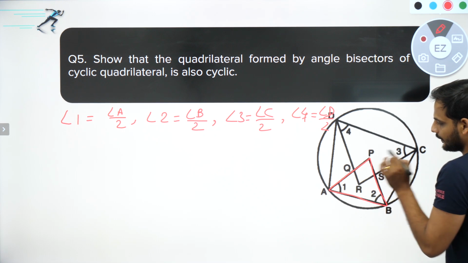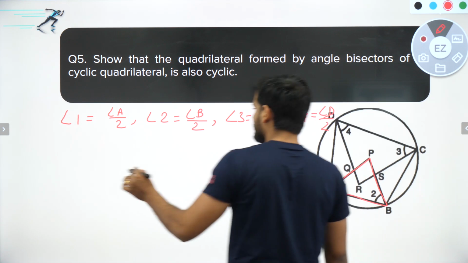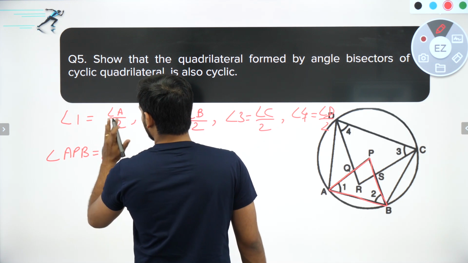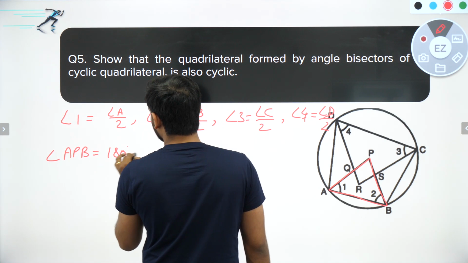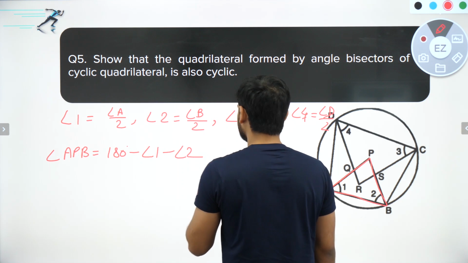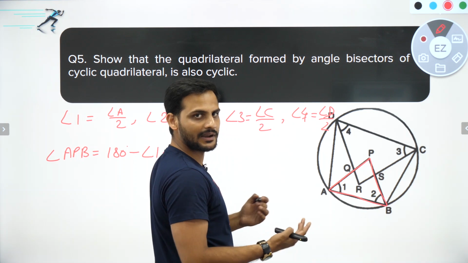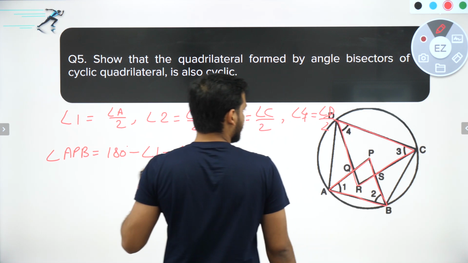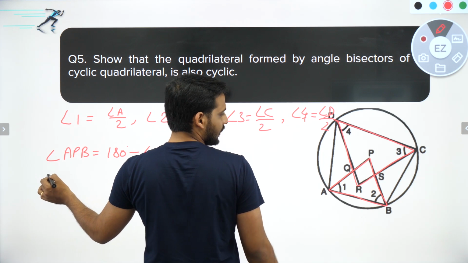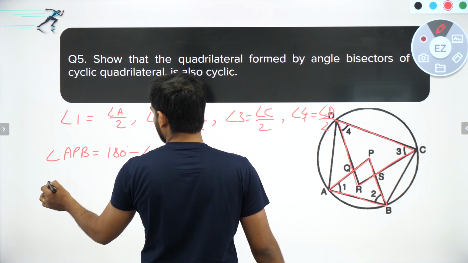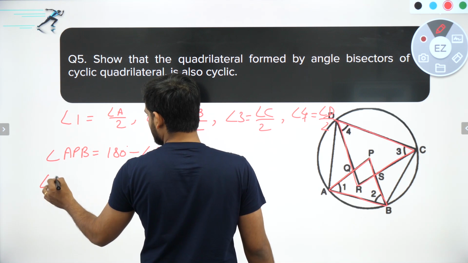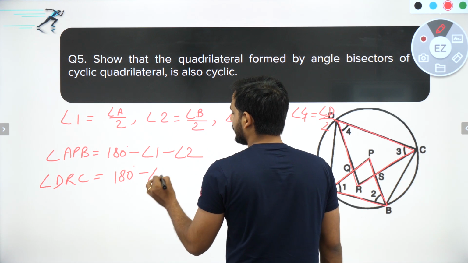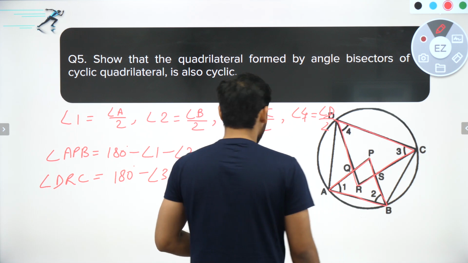Now think further. We know one thing, bachcho, talk about this triangle. In this triangle, can you tell me what is angle APB? Sir, angle APB will be equal to 180 degrees minus angle 1 minus angle 2, right? Sum of 180 minus sum of the other two. Similarly, talk about this triangle. In triangle DRC, I can say angle DRC will be equal to 180 minus angle 3 minus angle 4.